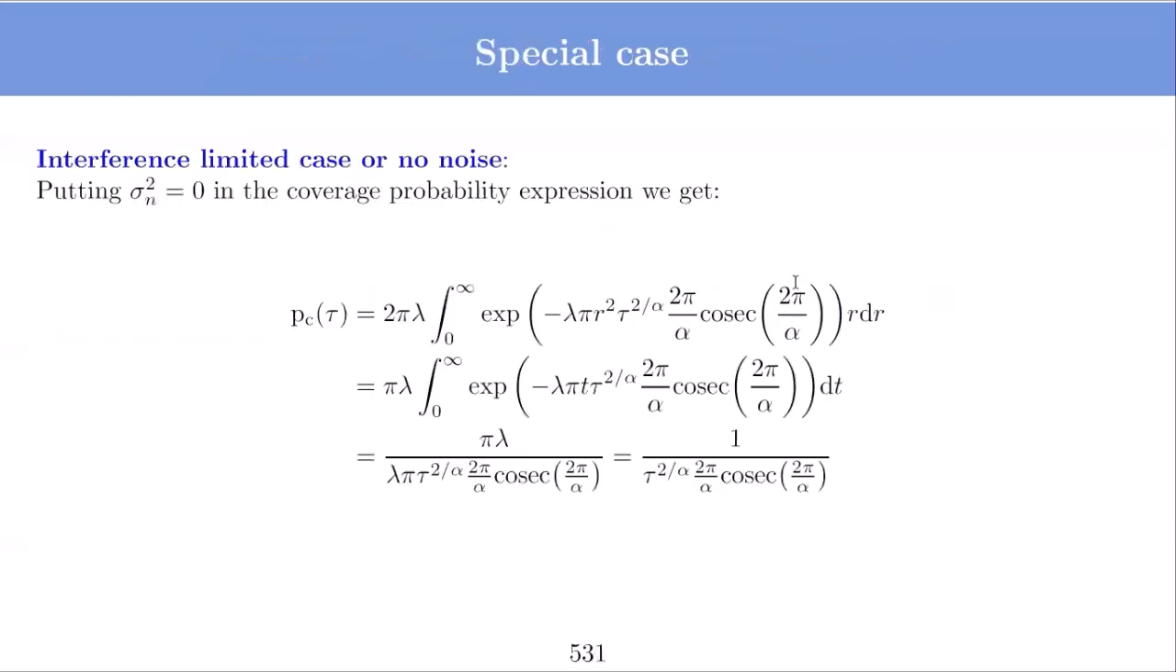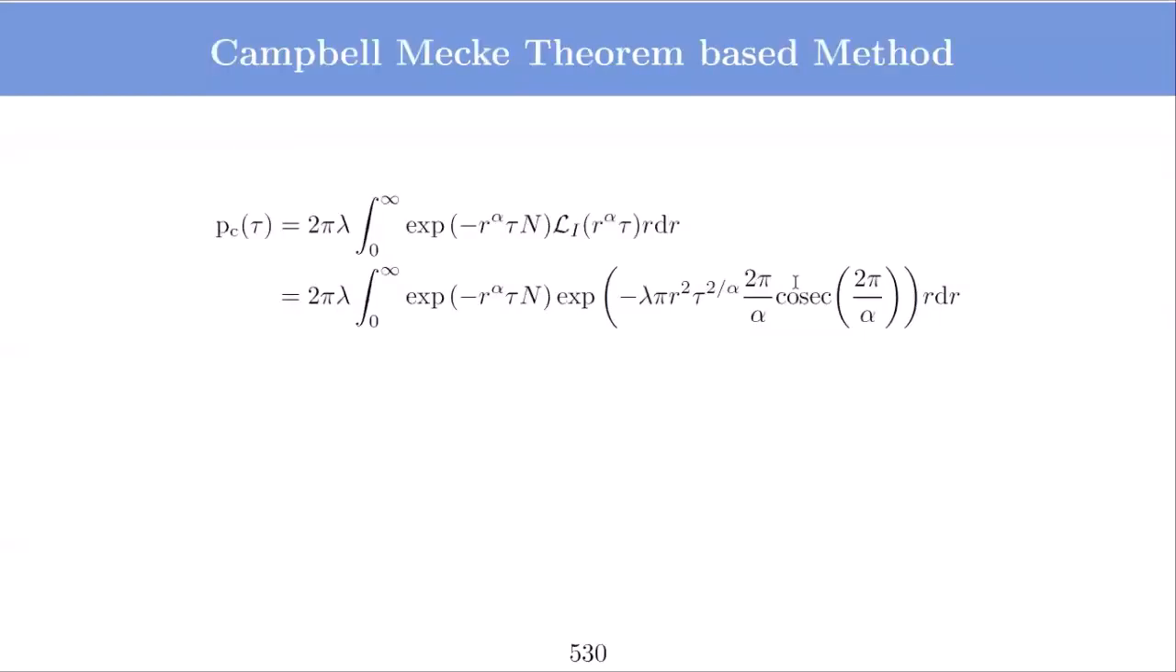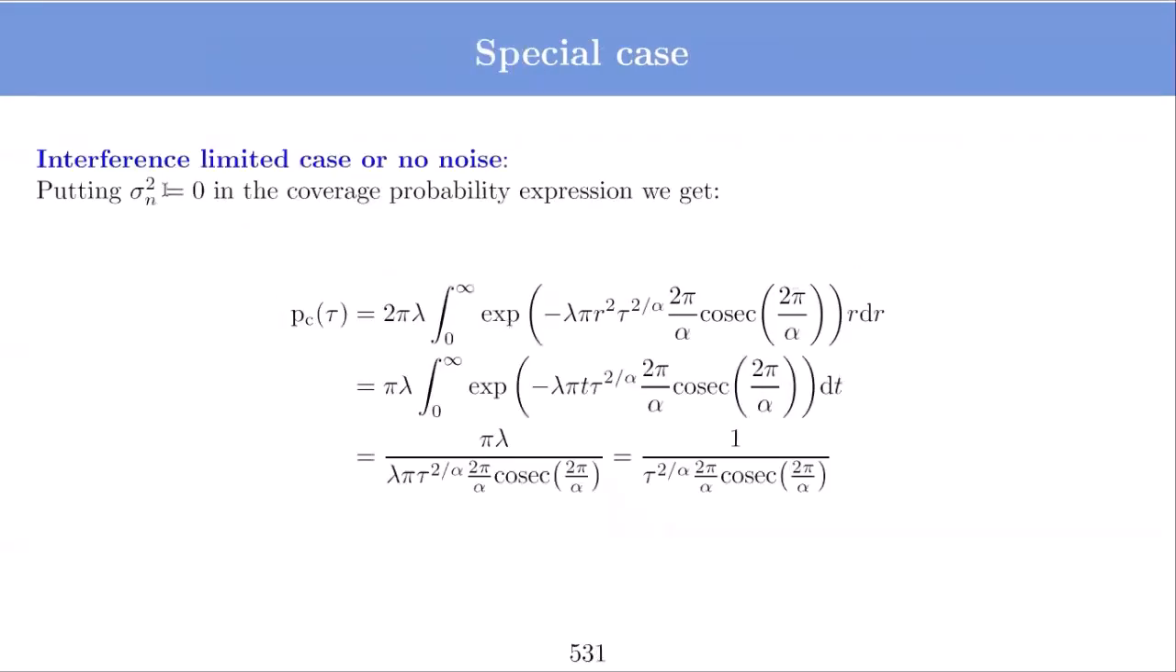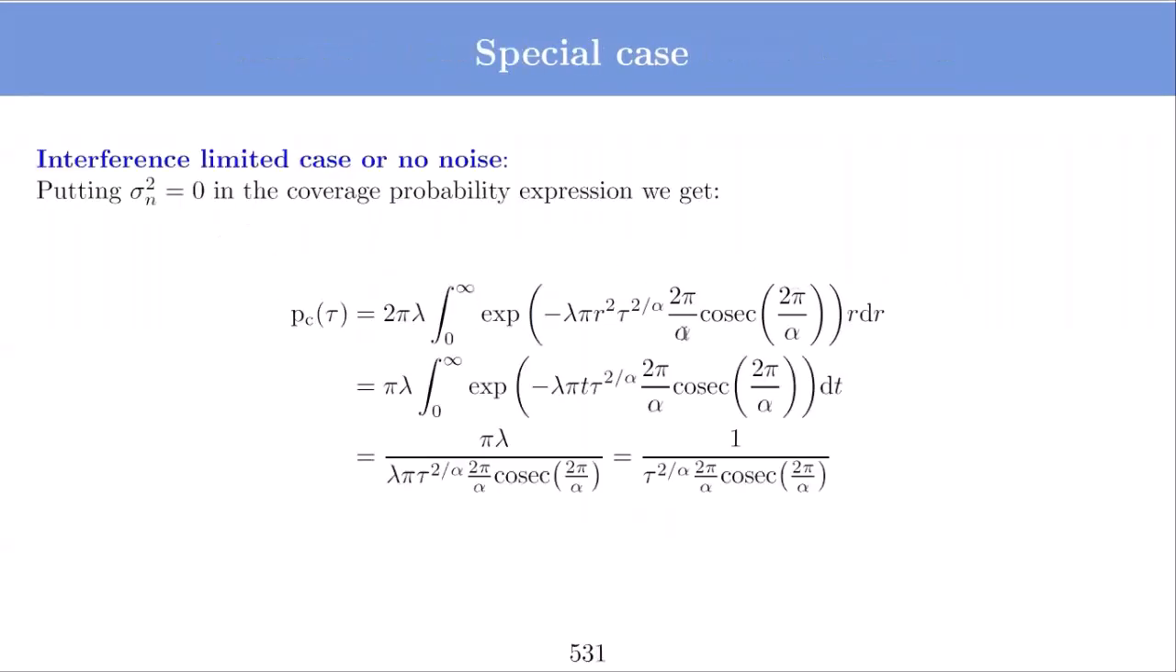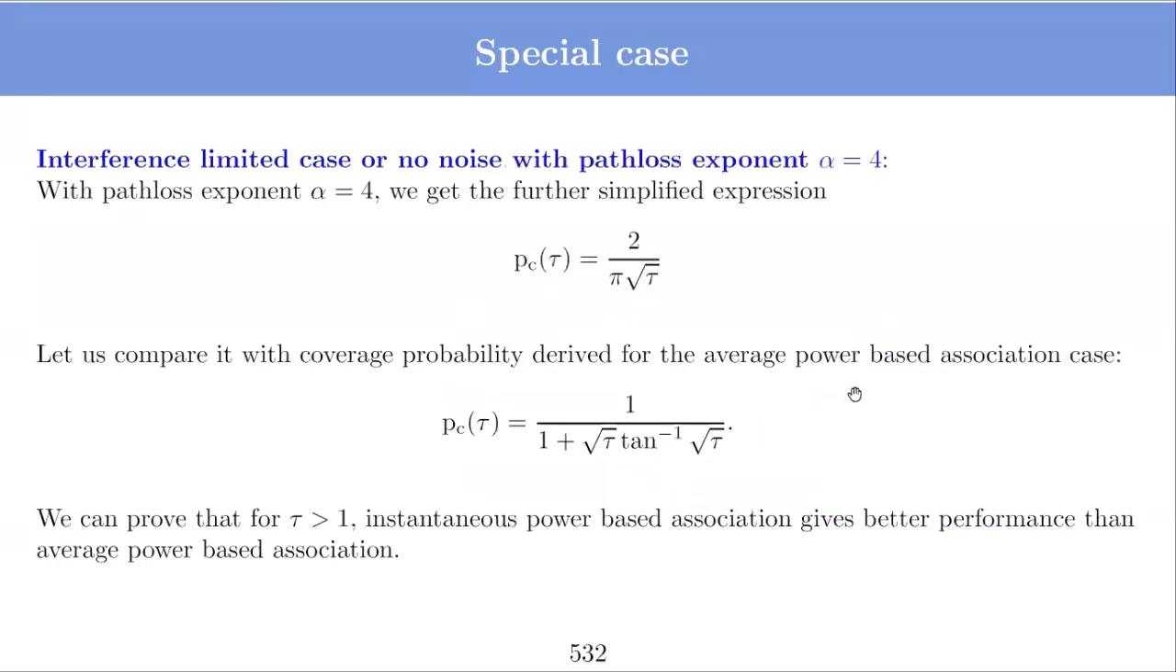Okay. So there's still integration with this, but it's a simple integration. In the interference limited case where there is no noise, I will put sigma square equal to 0. So I will get only this term. This can be integrated very easily to get 1 upon tau^(2/alpha) times (2 pi/alpha) cosec(2 pi/alpha). Okay, so this is a closed form expression you can get for the no noise case.